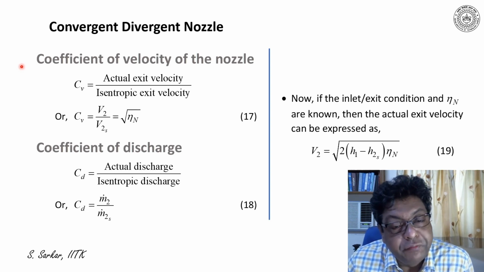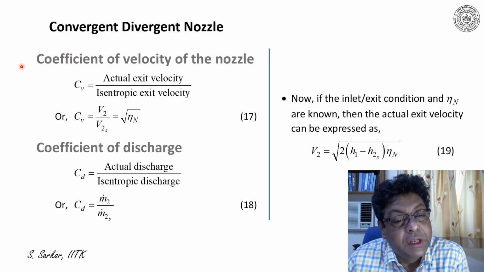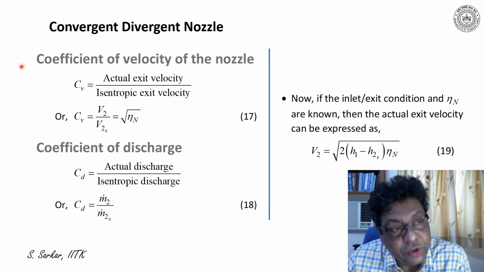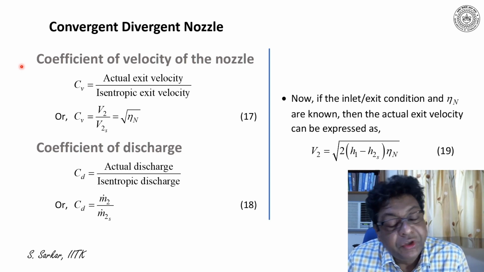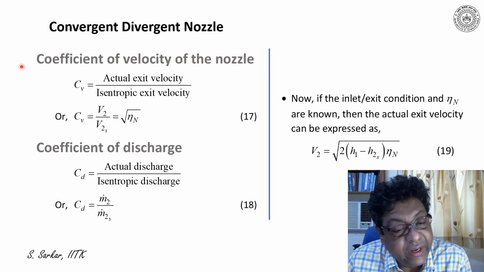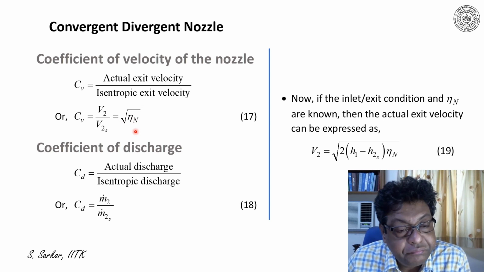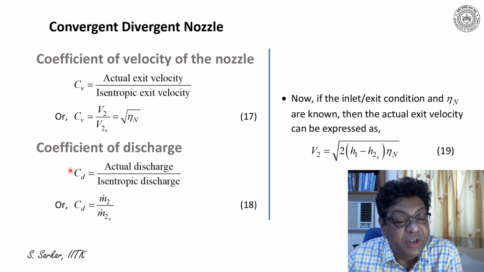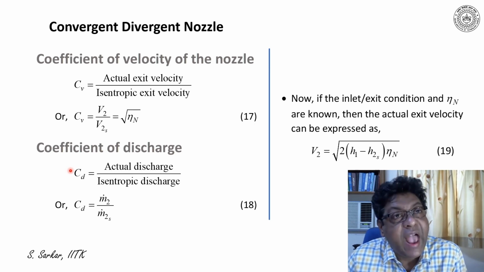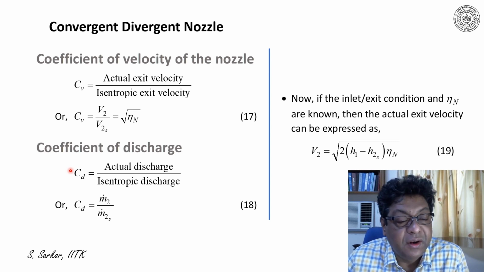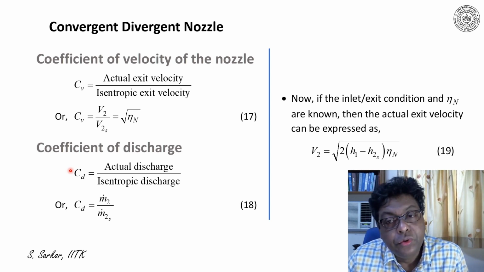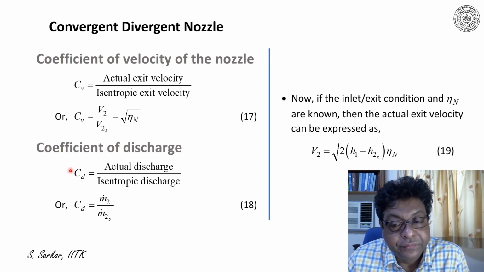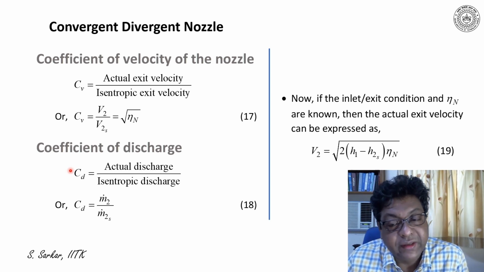The coefficient of velocity of nozzle can be expressed as CV equal to actual exit velocity divided by isentropic exit velocity, that is CV is equal to V2 divided by V2s. So this can be expressed as root over eta n. So CV can be given by equation 17. Similarly, coefficient of discharge is given by CD equal to actual discharge divided by isentropic discharge. So it can be stated as CD equal to M2 dot divided by M2 dot isentropic, which is represented by M2s.